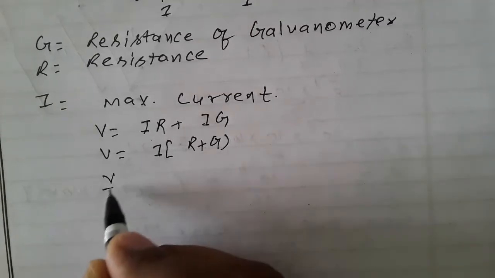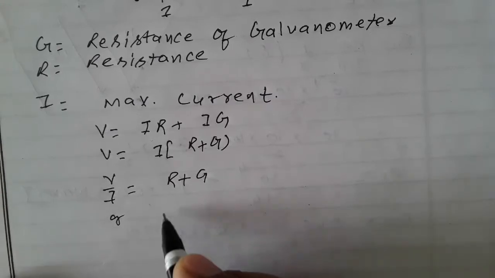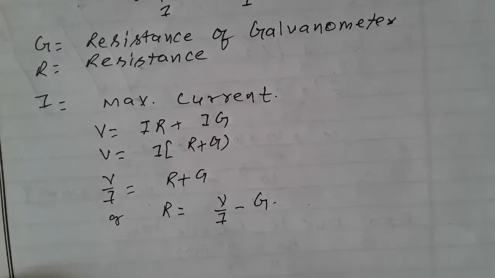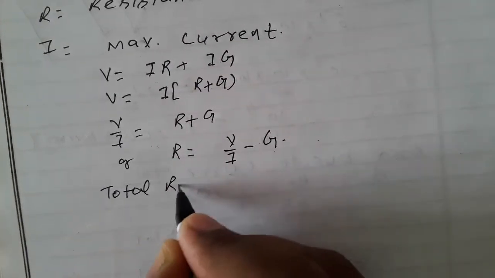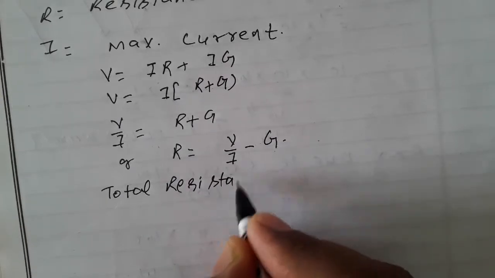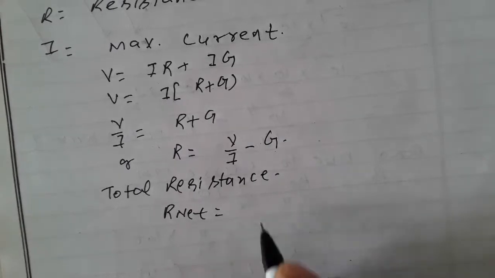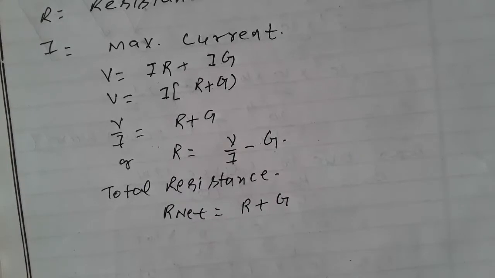Now we can write V upon I is equal to R plus G, or we can calculate the value of R, that is equal to V upon I minus G. By putting the values of potential, current and galvanometer resistance, we can find the resistance R. Now the total resistance, R total, since the resistance and the galvanometer are both connected in series combination, will be R plus G.